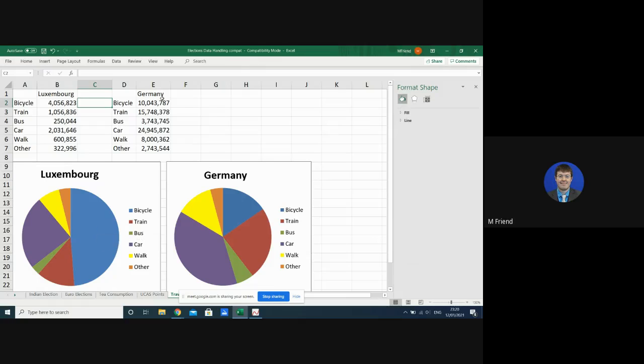And so it turns out that the answer to my question, which we previously didn't know, but we do now because I'm showing you the data, is that Germany has more cyclists by a lot, by a factor of 2.5. There's almost 2.5 times as many cyclists in Germany as there are in Luxembourg. And that's just because one country is big and one country is small.